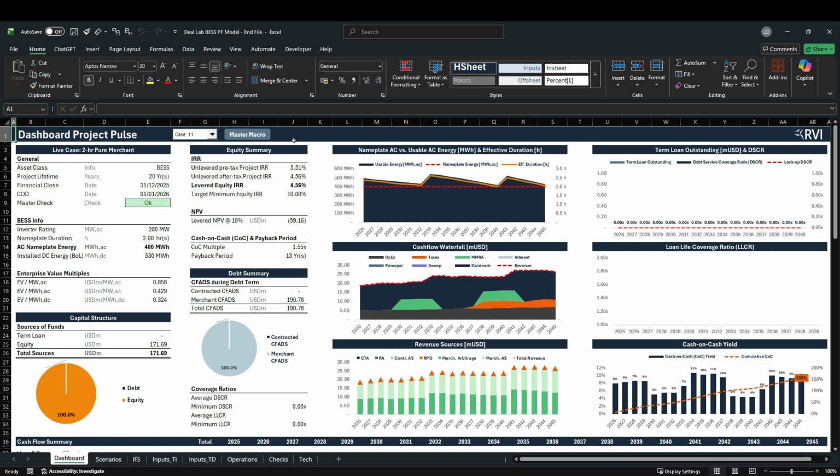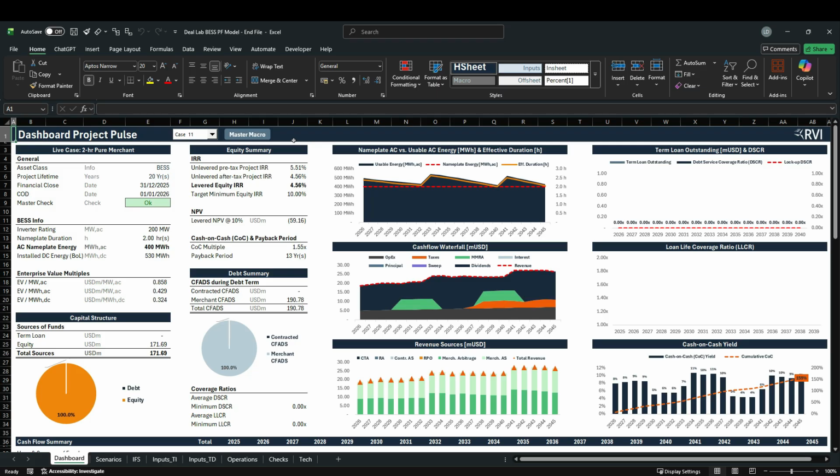Welcome back to the final dashboard of Project Pulse. In the last lesson, we looked at a fully merchant structure without any downside protection. In this lesson, we will add a revenue put option, or RPO, and see how that changes the case.